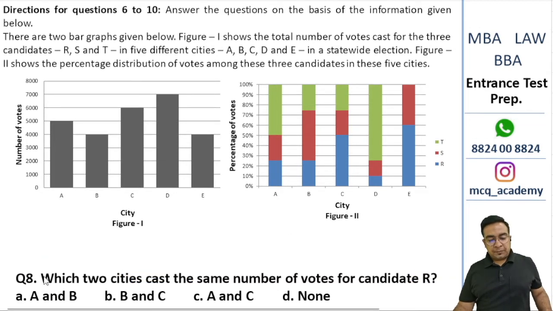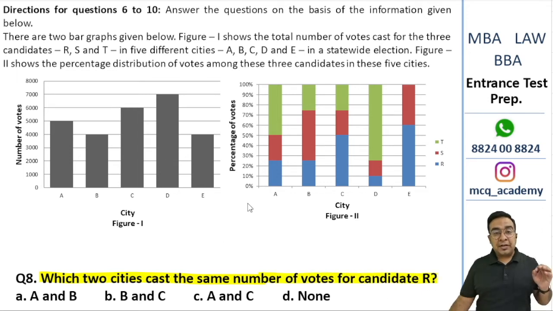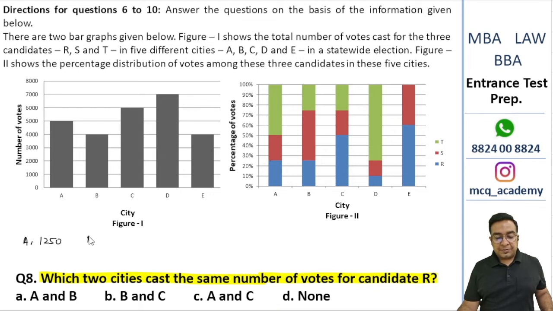Question number 8. Which two cities cast the same number of votes for candidate R? Let's quickly get into the calculation. From city A, this is equal to 25% of 5,000. This is equal to 1250. From city B, this is again equal to 25% of 4,000. Therefore, this is equal to 1,000.